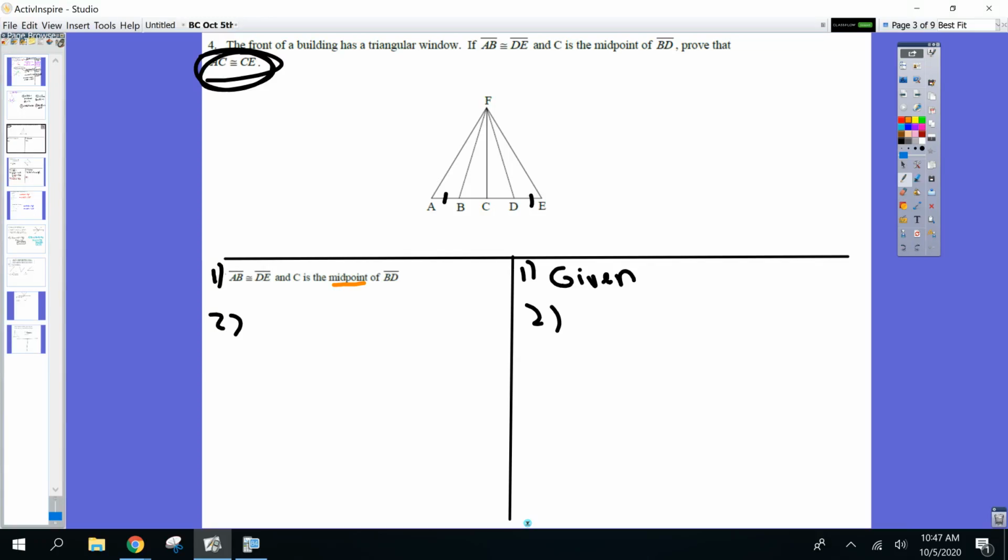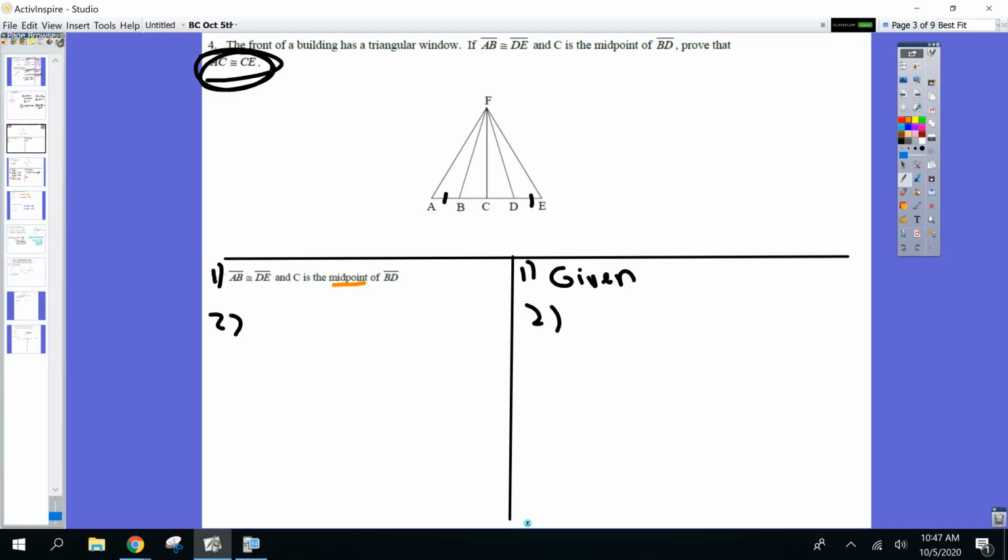But you could still use that C as the midpoint. I didn't throw it up there for nothing. Every single given you use. So what else, other than you're cutting it in half, could you tell me about BD? C is the midpoint. Tell me something else other than I'm taking half of it. You know what a midpoint does. It's more than cutting it in half.